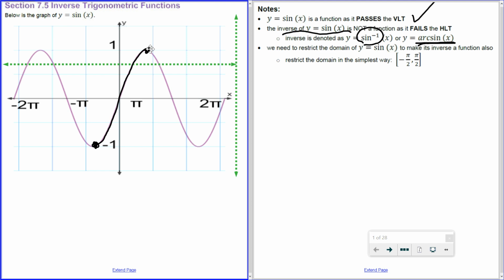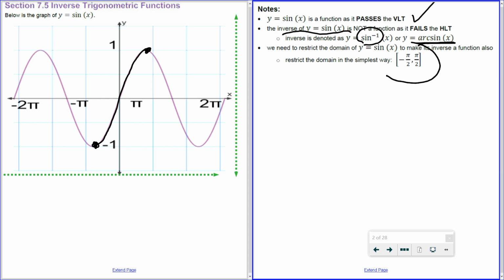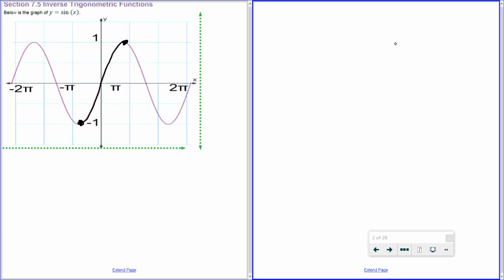Now, if I take that horizontal line, just focus on the black part of the graph, and I slide it along, now I'm only touching it one time. So we're going to restrict the domain in the simplest way possible, which is from negative pi over 2 to positive pi over 2. You're going to need to remember that. So let's go ahead and look at the graph of what the inverse will look like.